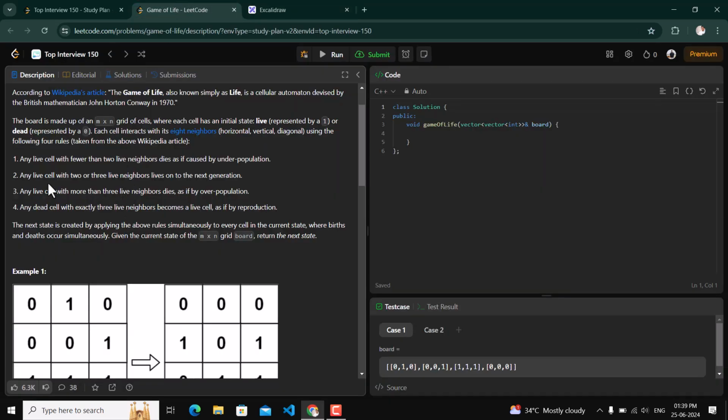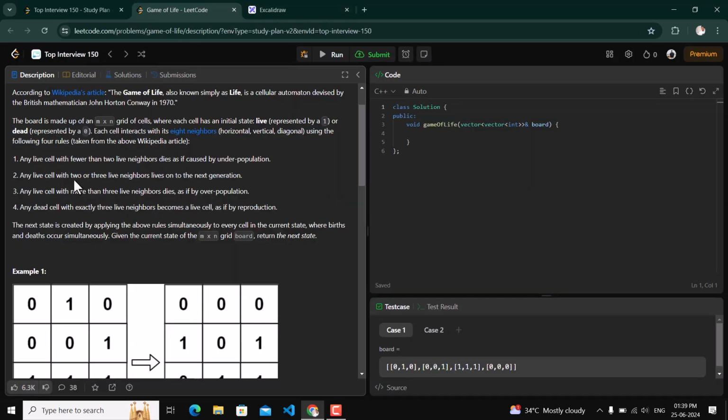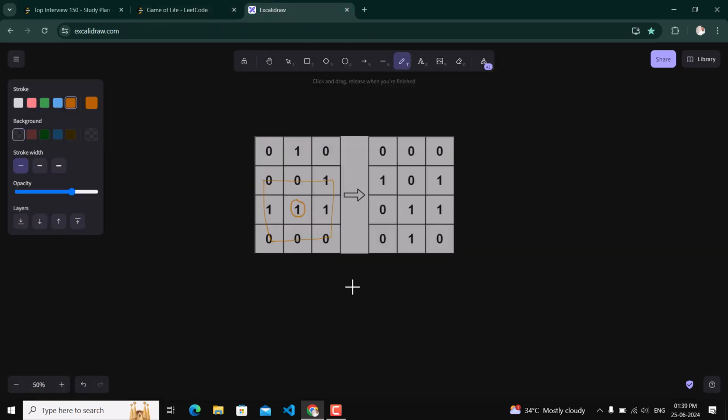Now let's consider the second rule. Any live cell with two or three live neighbors lives on to the next generation. Let's consider this cell, and its surrounding cells will be these. If a cell's surrounding neighbors contain two or three live neighbors, then this live cell will persist for the next generation. If we count, it contains one, two, three live cells, so yes, in the next stage this cell is also live.